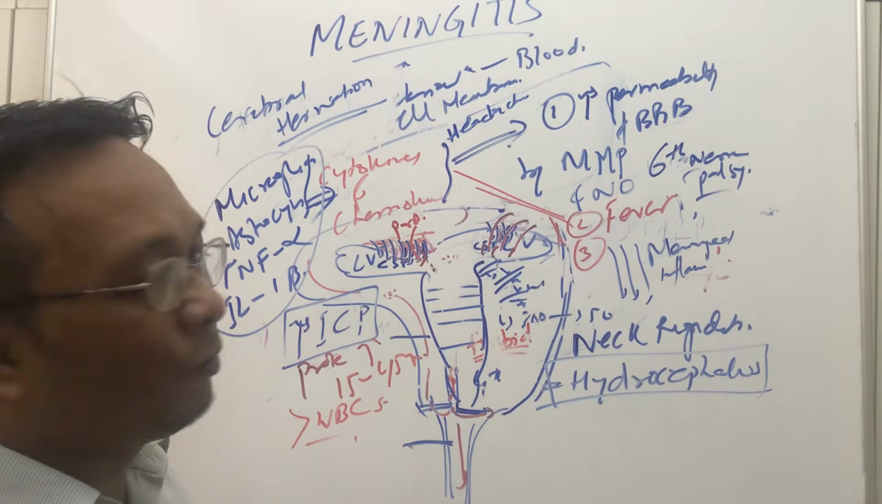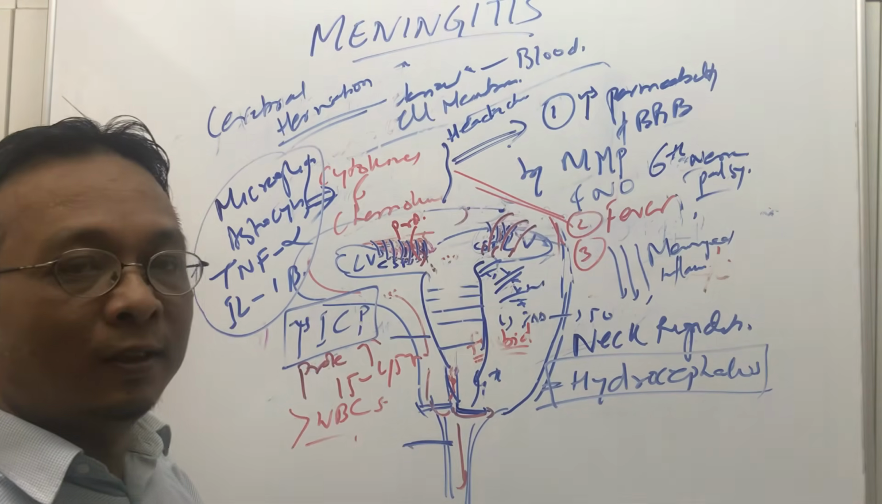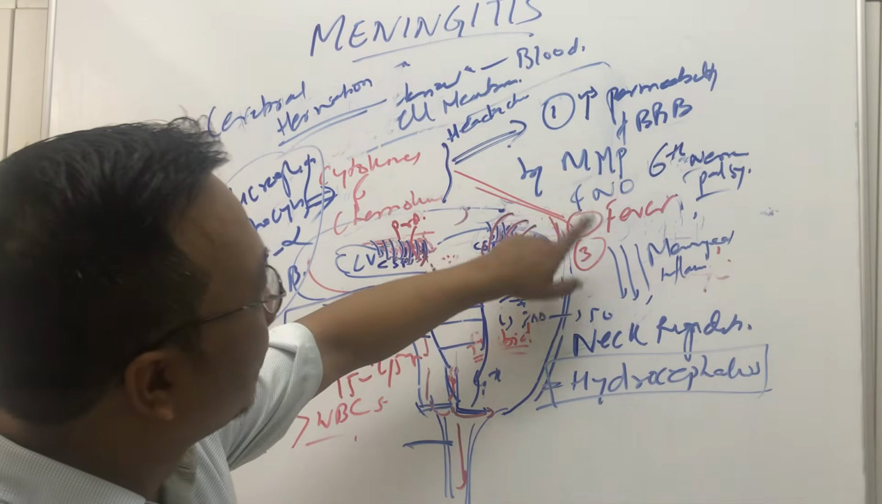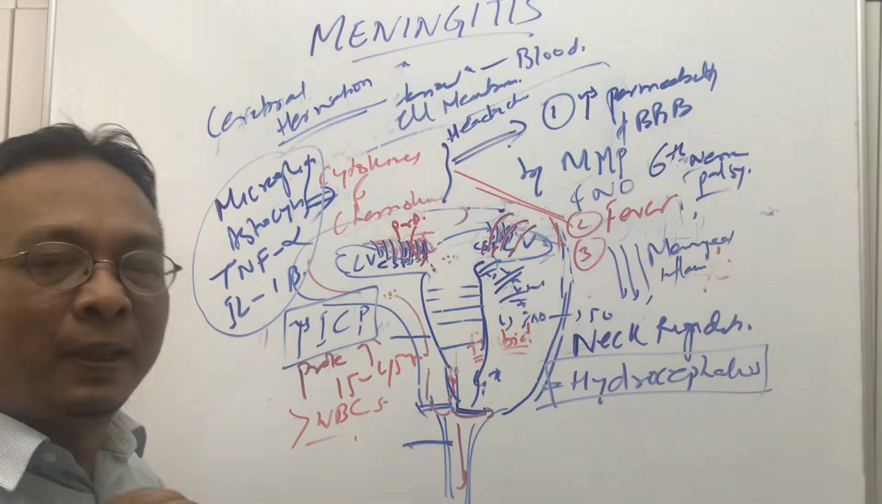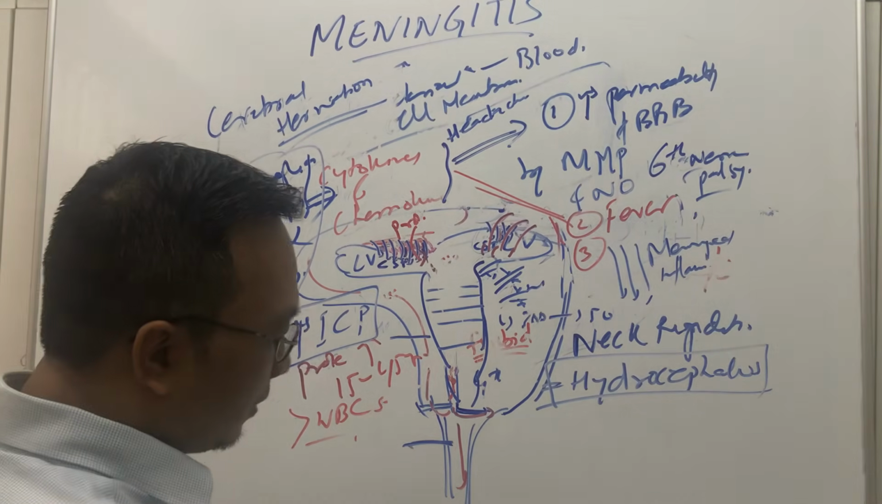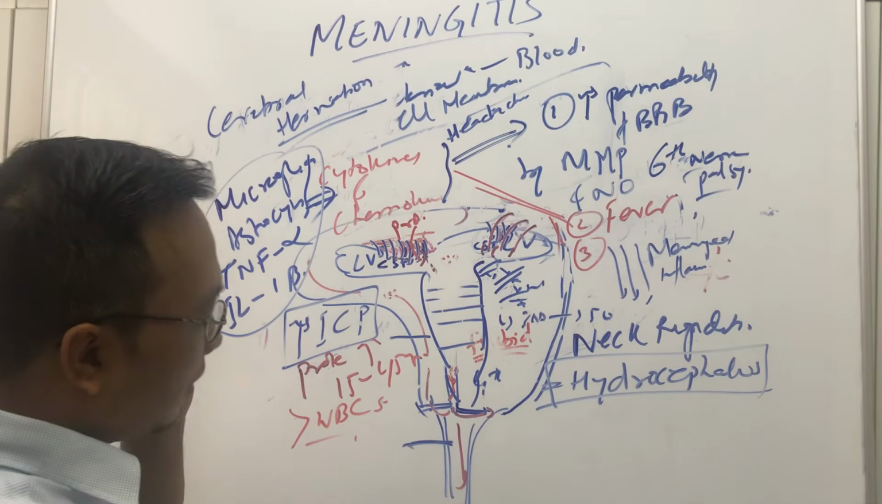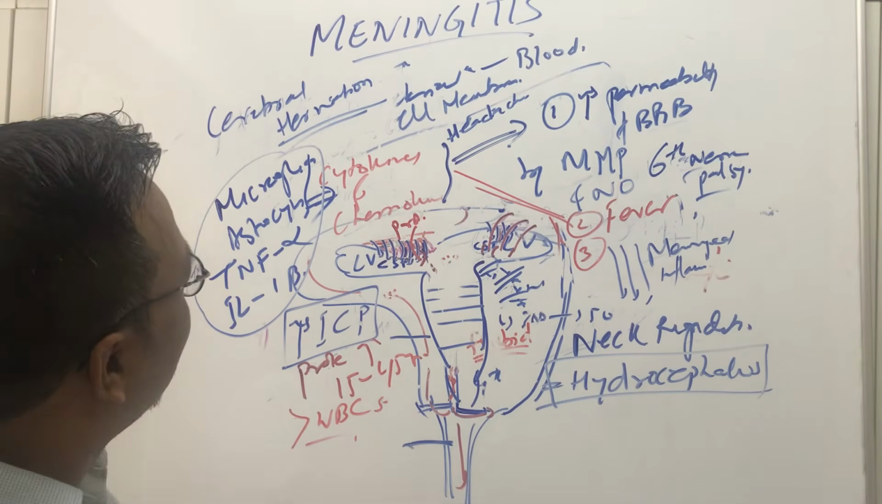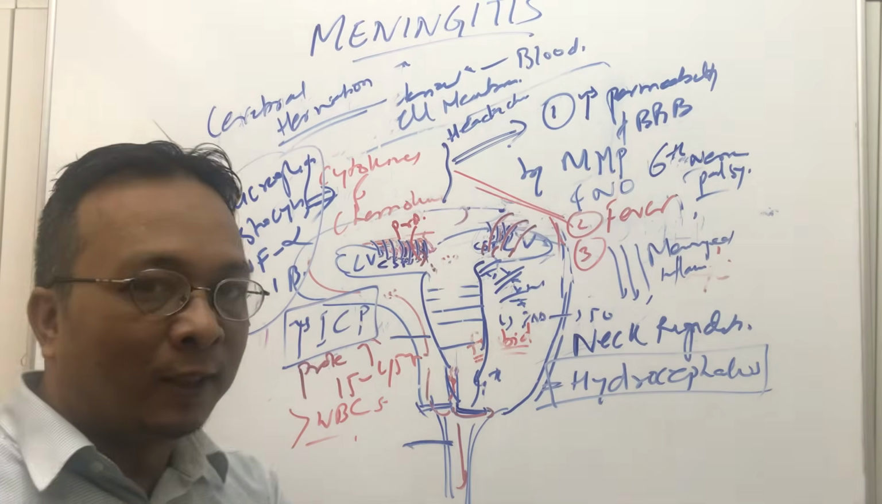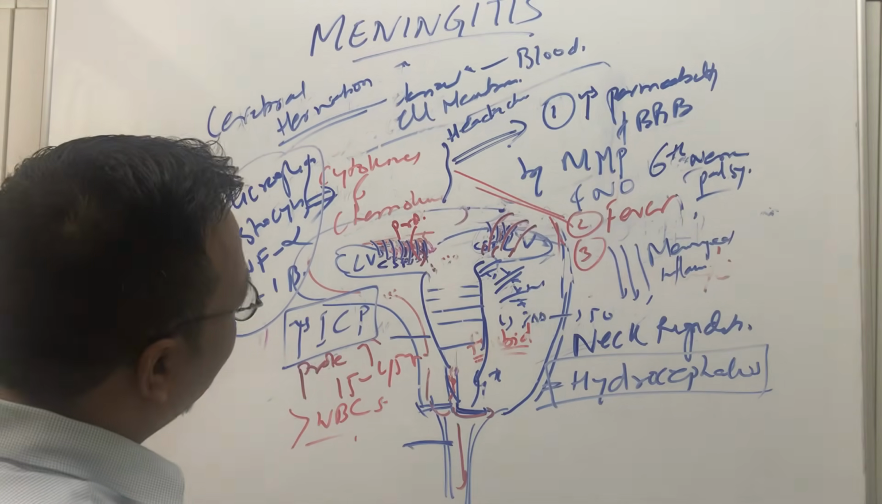So headache, fever, neck rigidity, and Kernig and Brudzinski signs, and meningeal inflammation. These are the basic things found in meningitis. And what else? One more thing that you have to note here.